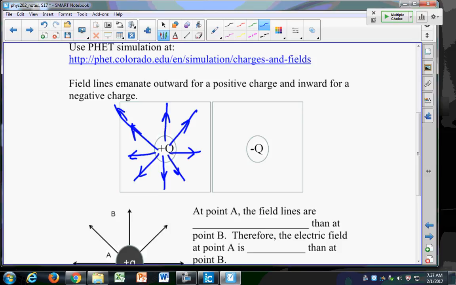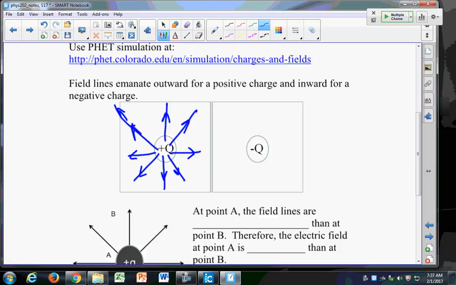Also notice here the electric field is bigger closer to the charge, right? E is kq over r squared. So if r is small, E is big. So it's big here. The lines are really close together. Out here, the electric field is smaller. The lines are farther apart.